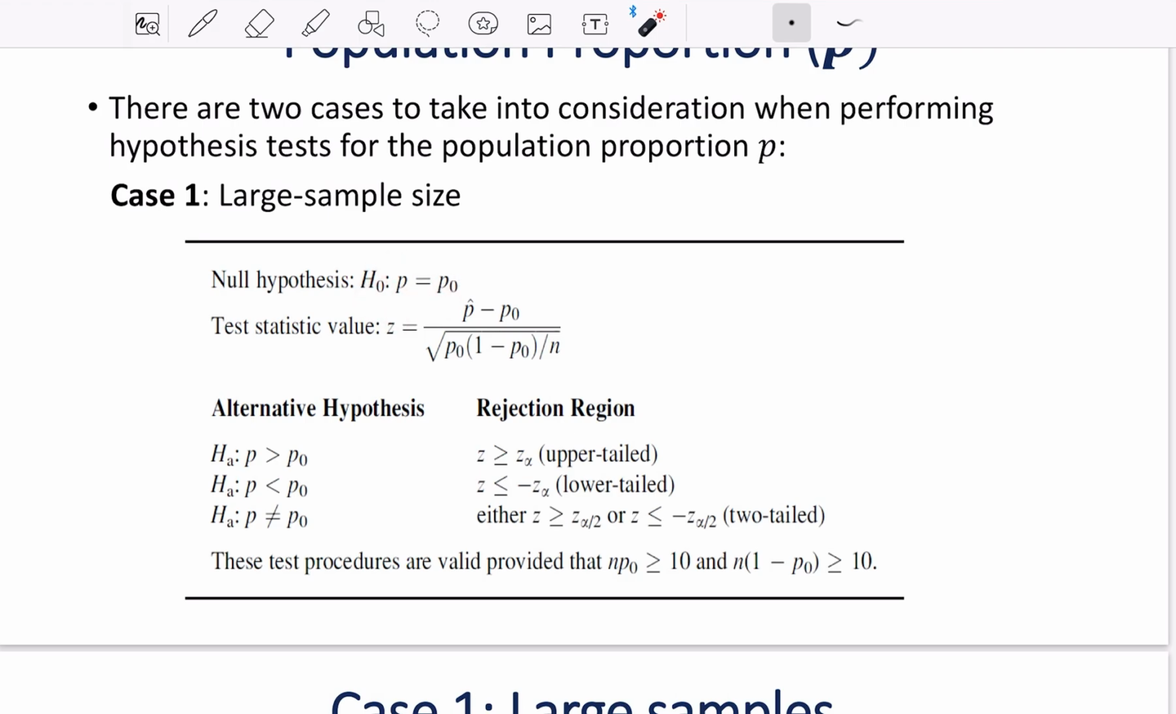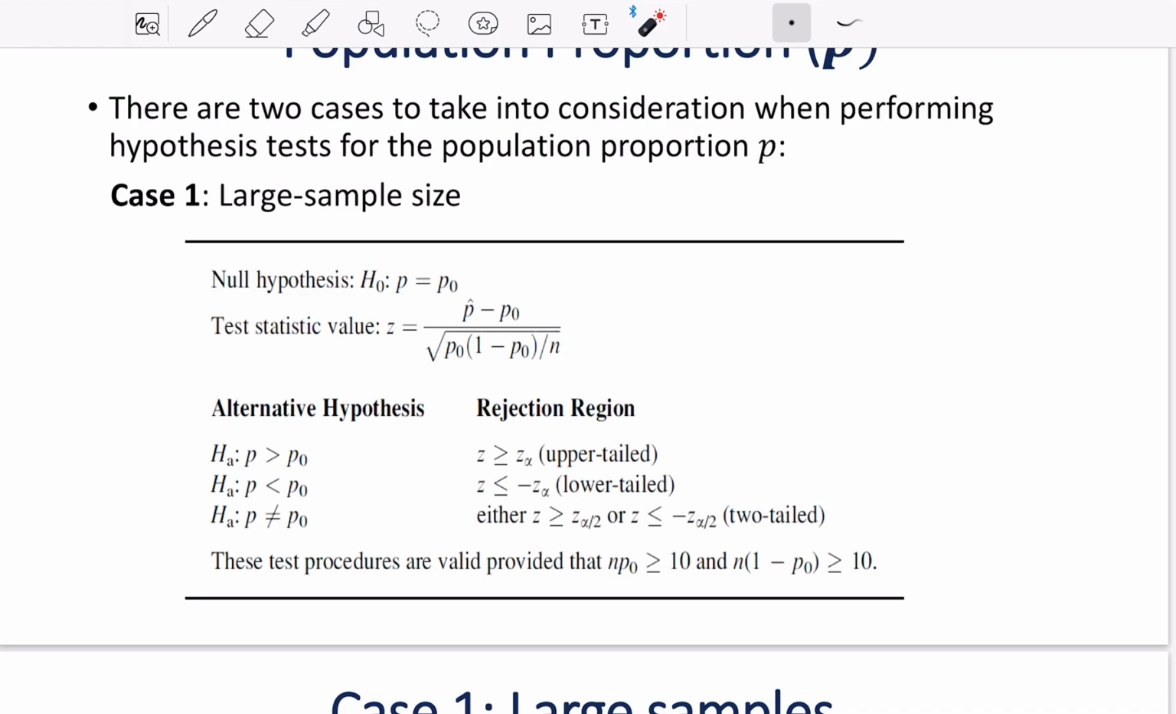We say that we have a large sample size if n P naught is greater or equal to 10, and the most important thing is an "and". So if one of these is not true, then you can't use the standard normal distribution to perform the hypothesis test. Both n P naught and n Q naught should be greater or equal to 10. Good. So in a test, you would have to check whether this condition is satisfied or not, so that you know whether you're going to be using case 2 or case 1.